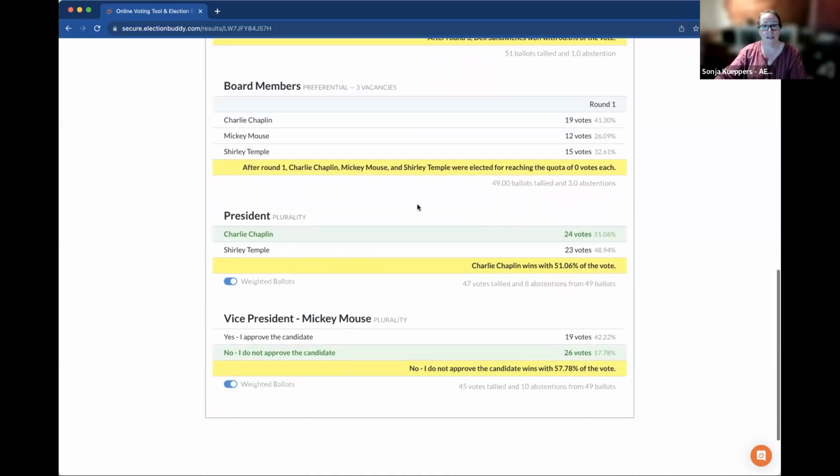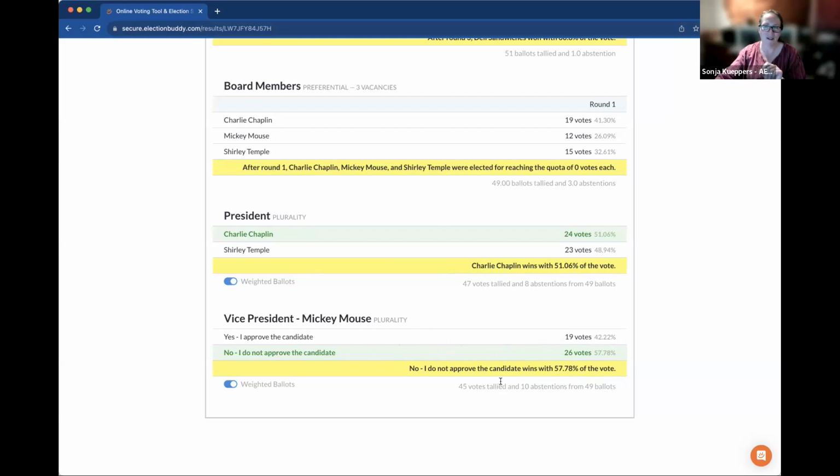And then for our board members, we elected all of them. There were some people who abstained. For our president, we elected Charlie Chaplin. And for our vice president, the vice president did not get more than 50% of the vote. Now, this is exactly the situation where the voting support team would override this decision, right?